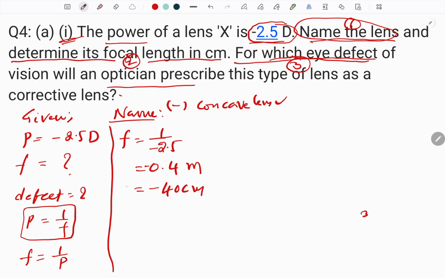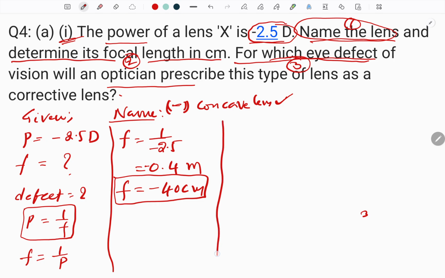Now we got the focal length. Second thing we have calculated. First thing, based on sign convention, it is identified as concave lens. Second point, we calculated focal length is 40 centimeters.